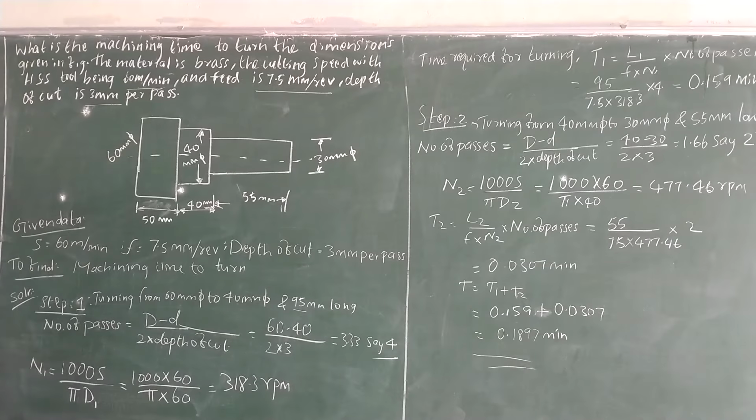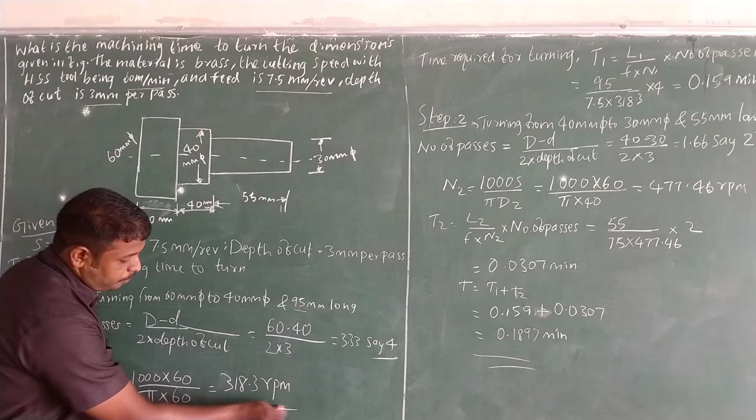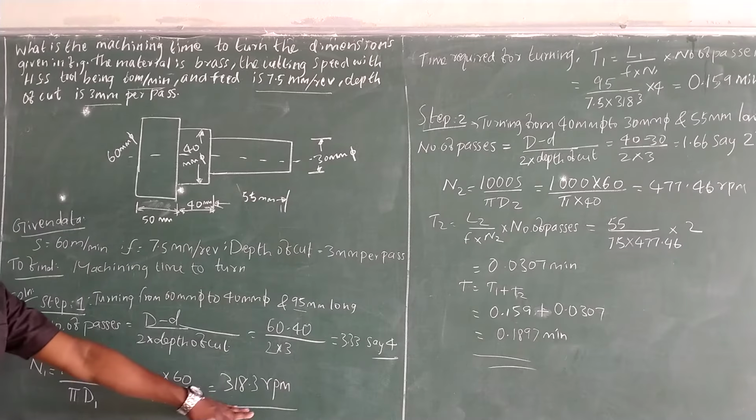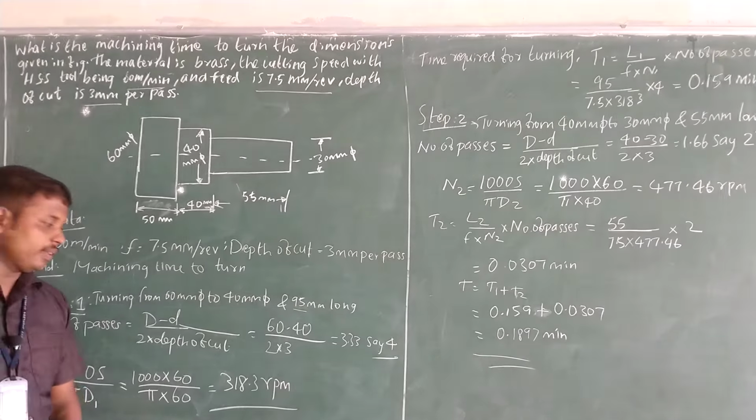Next, we find the speed. N1 equals 1000 S divided by pi d1 is the formula. Here S is the cutting speed, 60, divided by pi into diameter 1, which is 60. Substituting, N1 equals 318.3 RPM.